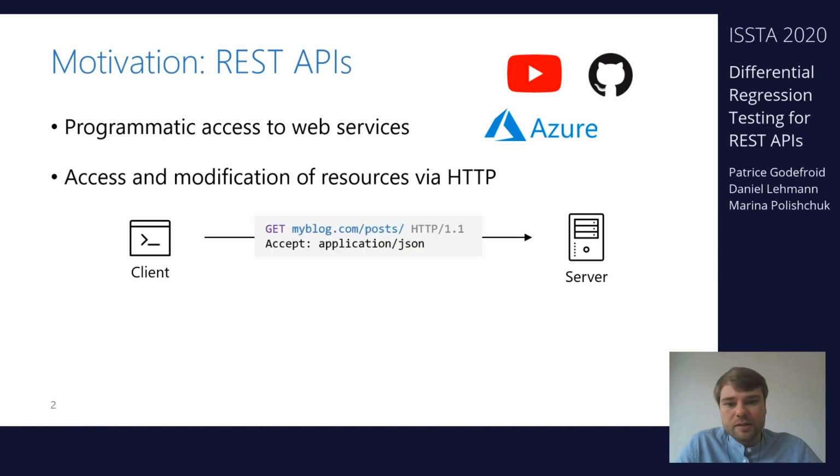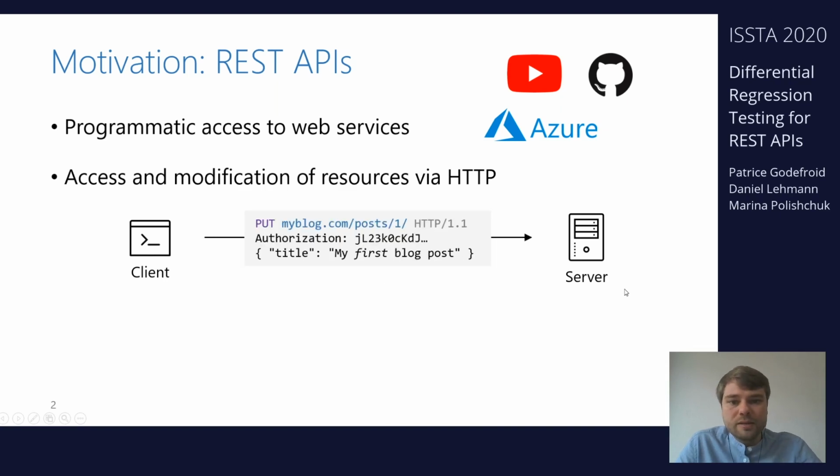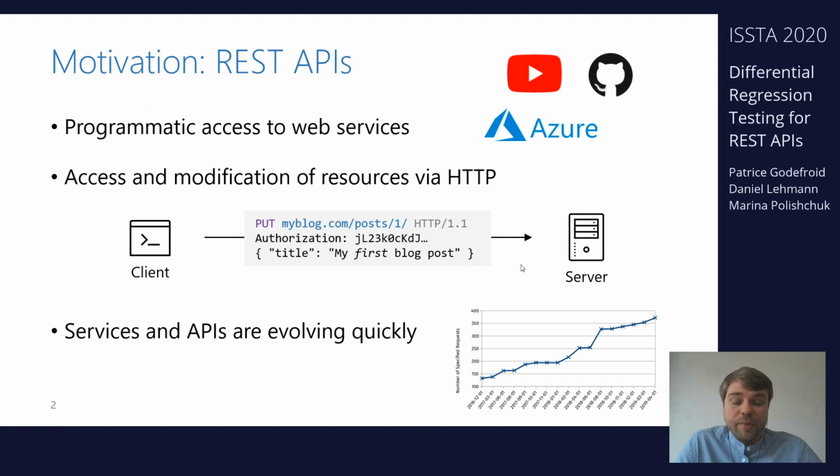Say the client sends a GET request and the server responds with a structured list of posts, for example JSON data, and then the client decides to modify a certain resource, here with the HTTP PUT verb. REST APIs have been tremendously successful as a simple model for interacting with cloud services, and as such, services and APIs have been evolving very quickly.